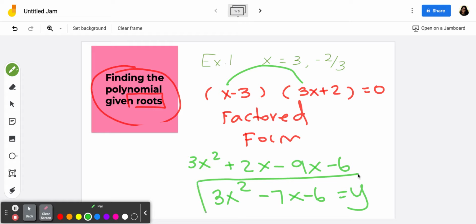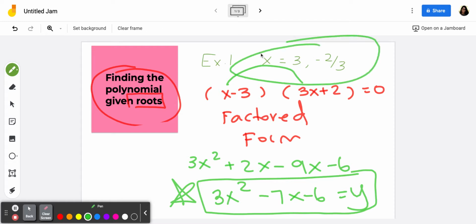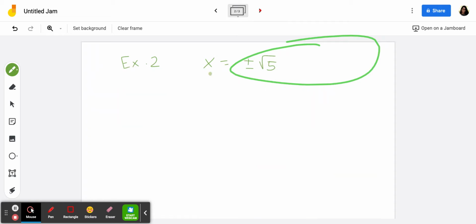I'm going to write it as a polynomial. So if we were to graph this in Desmos, I would get a quadratic, a parabola facing up that crosses through those 2 intercepts. Let's try another one where it's not as obvious. This was a pretty straightforward example. Let's try another one that's a little bit more tricky. So example 2, go ahead and write it down.